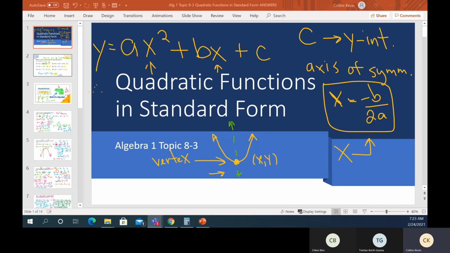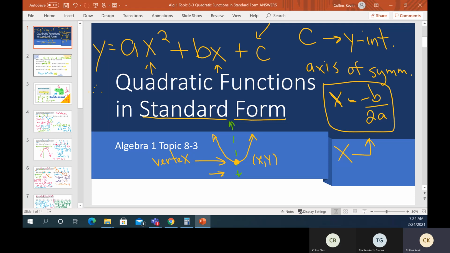All right, so let's try to get a little something done here today. So again, this is quadratic functions in standard form. It's this guy here. Standard form is ax squared plus bx plus c. A is the number in front of the x squared, b is the number in front of the x, and c is just a regular number with no variable.